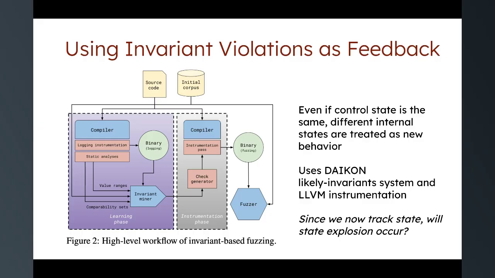Something to note here is that the implementation described in the paper uses the Daikon likely invariant system and instruments the program with LLVM to check invariant violations during fuzzing. So it's actually very similar to the LLVM instrumentation that we've used earlier in the course to observe code coverage.